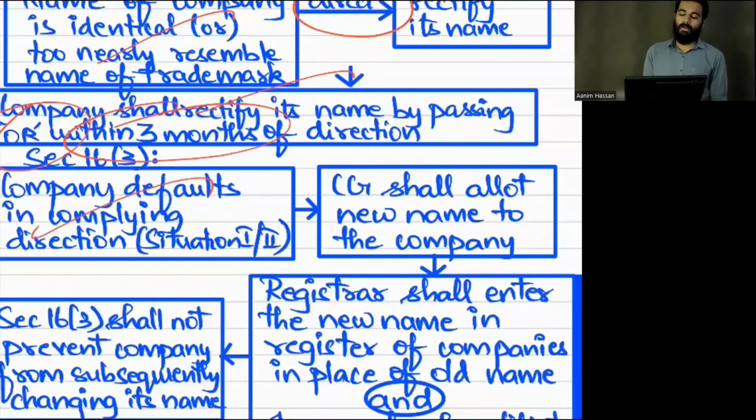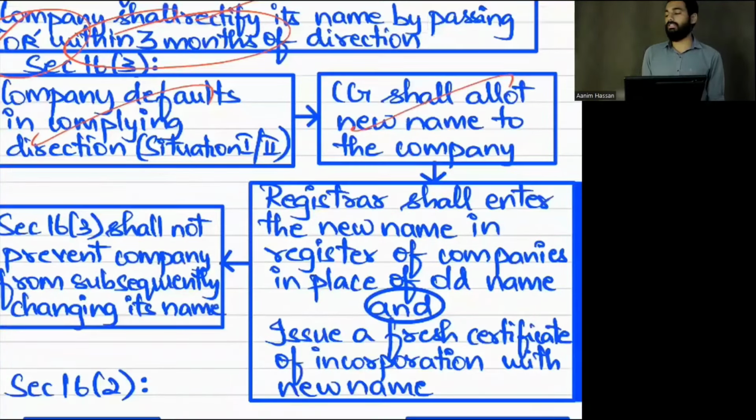If the company defaults, what will happen? CG will allot a new name. CG will not ask you what name you want; CG will keep any name. And the registrar will enter the new name in the register and issue a fresh certificate of incorporation.